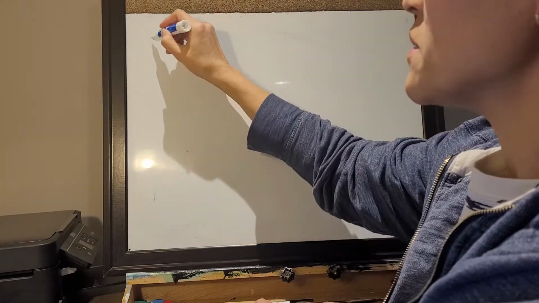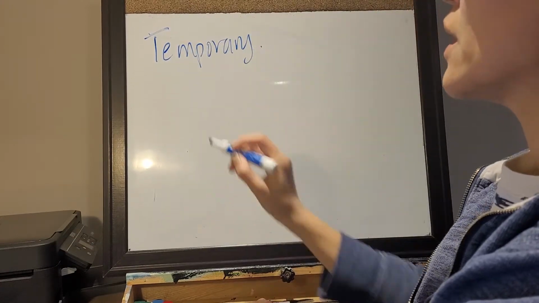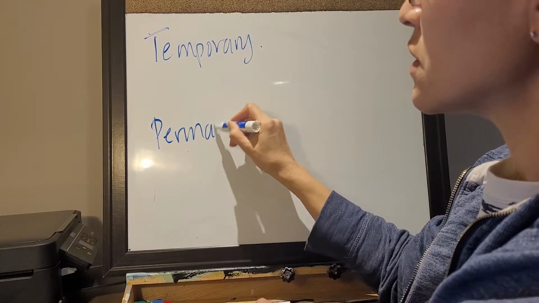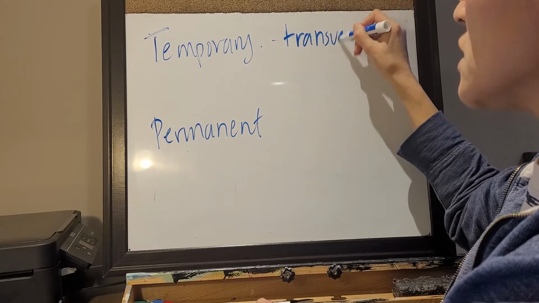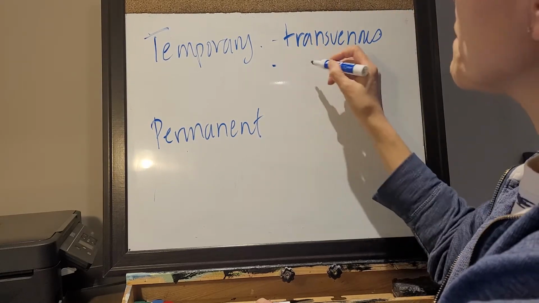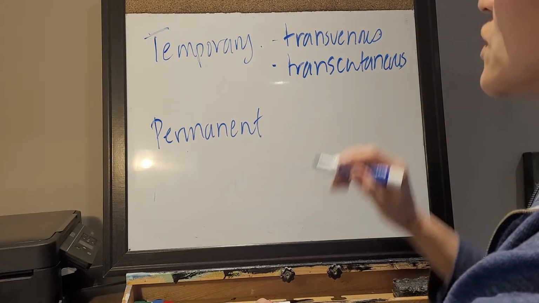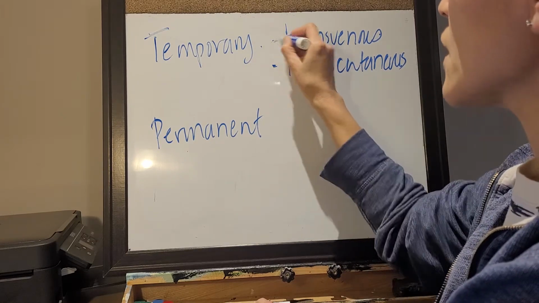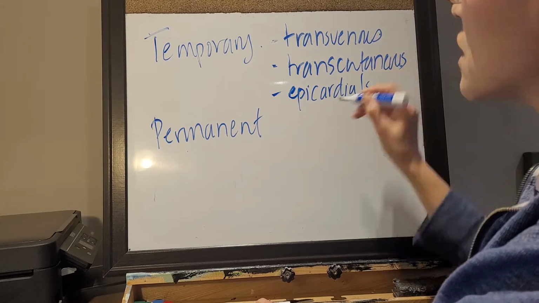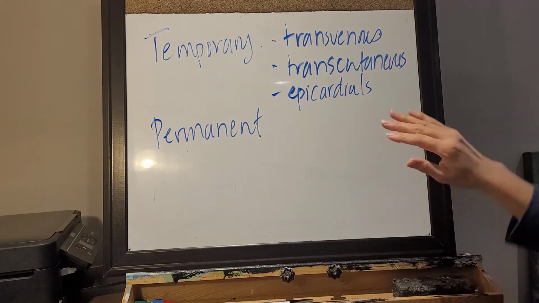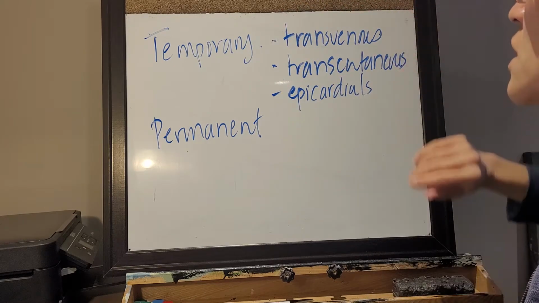Okay, in terms of pacemakers, we have temporary and permanent. Temporary pacemakers are transvenous. Transcutaneous pads. Okay, and sometimes you can have epicardial leads placed on the surface of the heart during surgery. But just so that you understand that these are temporary pacing scenarios in urgent and emergent situations.